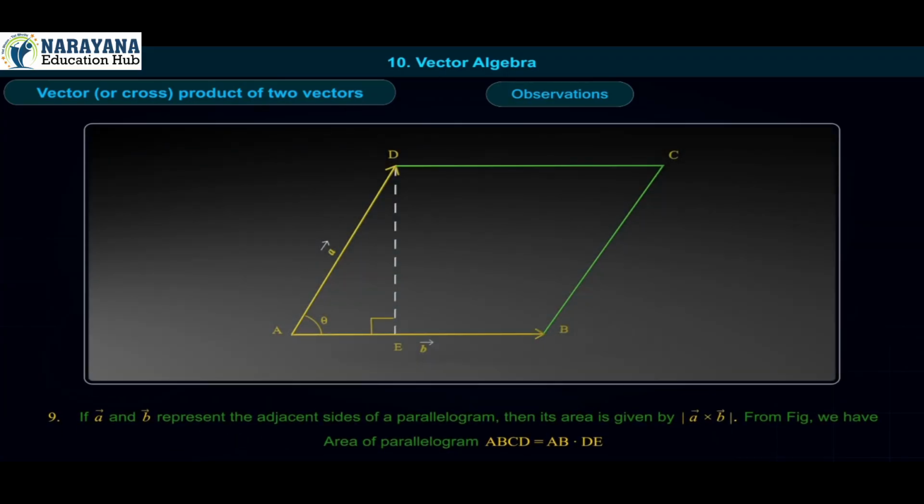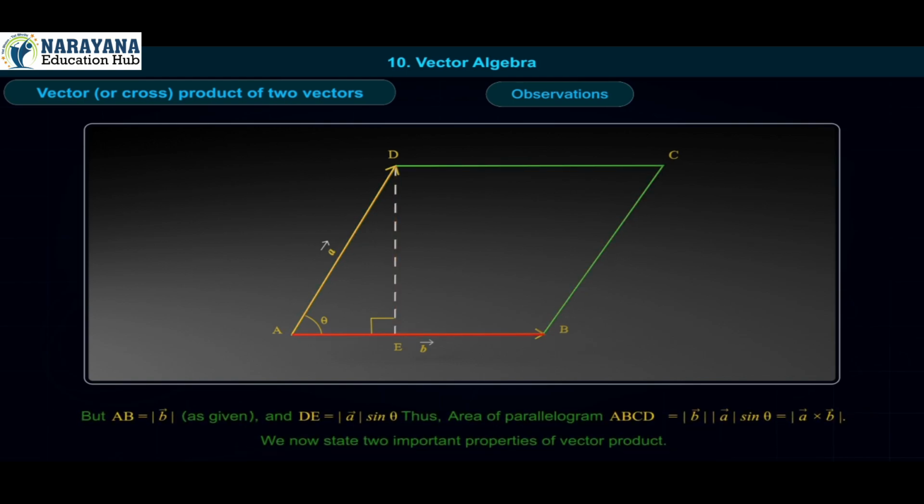Number 9. If vector A and vector B represent the adjacent sides of a parallelogram, then its area is given by modulus of vector A × vector B. From the figure, we have area of parallelogram ABCD is equal to AB into DE, but AB is equal to modulus of vector B as given, and DE is equal to modulus of A sin theta. Thus, area of parallelogram ABCD is equal to modulus of vector B into modulus of vector A sin theta, which is equal to modulus of vector A × vector B.